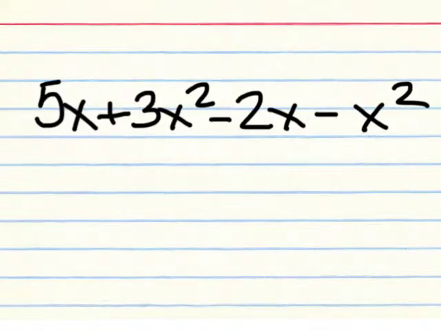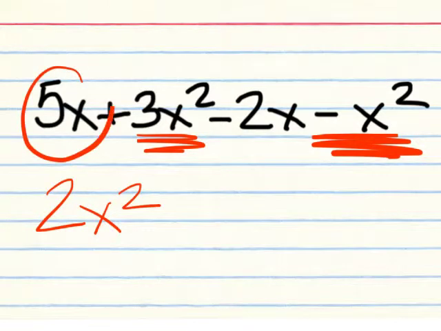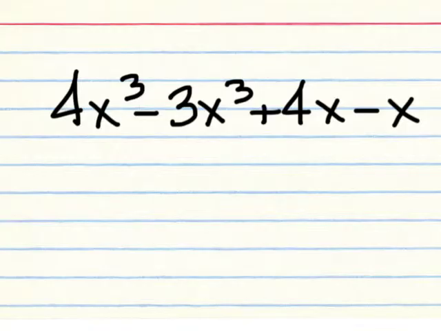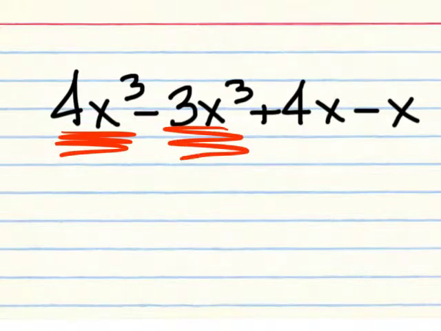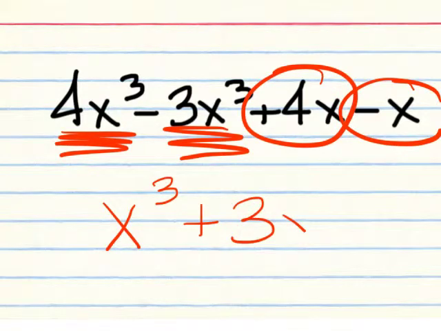Again, add like terms. You have 3x squared minus x squared. That would be 2x squared. And then 5x minus 2x is 3x. Answer is 2x squared plus 3x. Like terms in this case, we have x to the third. So 4x to the third minus 3x to the third is 1x to the third. And then you have 4x minus x, which is 3x. X to the third plus 3x.